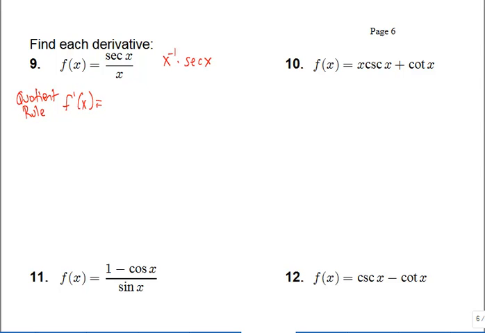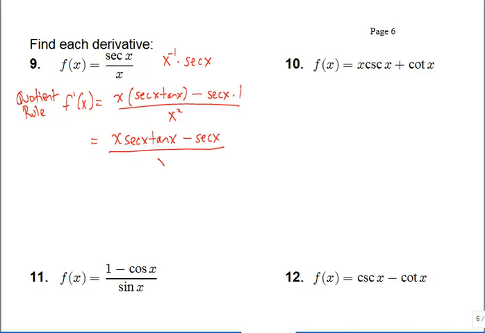So the quotient rule on this would be low d high. So the low is the x, and the derivative of secant x, we just found that out, was secant x times tangent x. So the derivative of secant is secant tan. So there's low d high minus high, which is that secant, times d low. The derivative of x just goes to 1, over low, the bottom, squared. So just rewriting this a little bit neater without the parentheses, this becomes x secant x tan x minus secant x all over x squared.